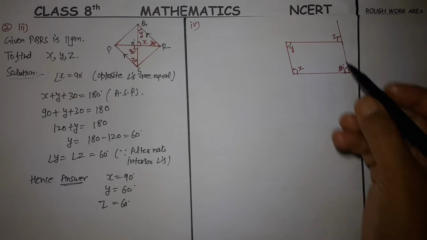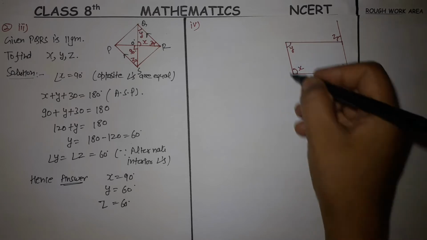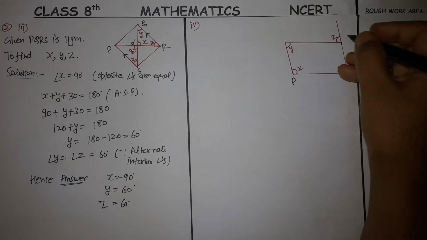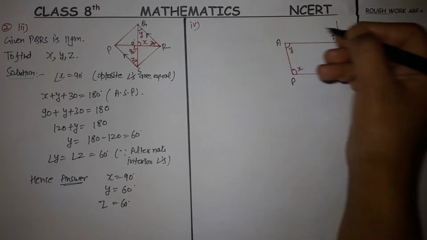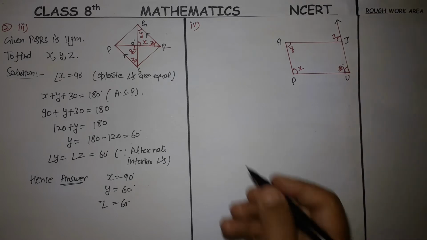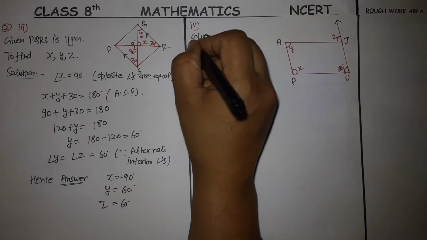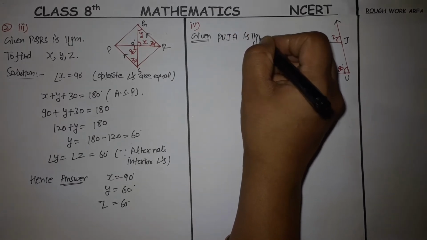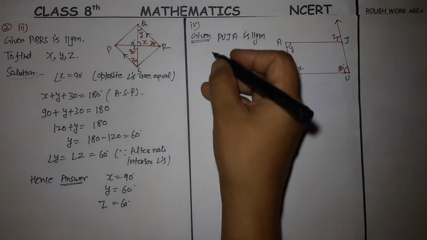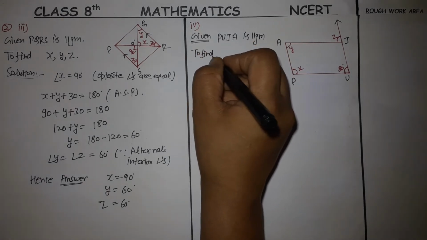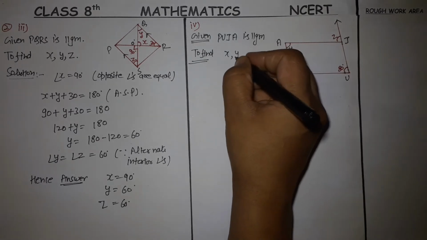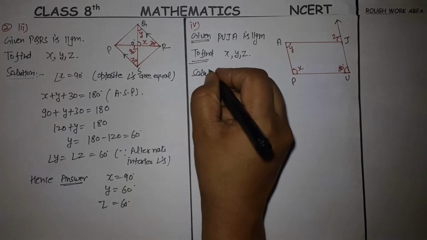Sum number 2, part 4 is on your screen. Here it is also a parallelogram. Let me take its name PUJA. Given: PUJA is a parallelogram. To find X, Y, Z. Solution.